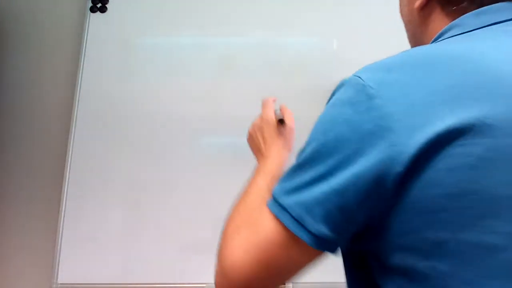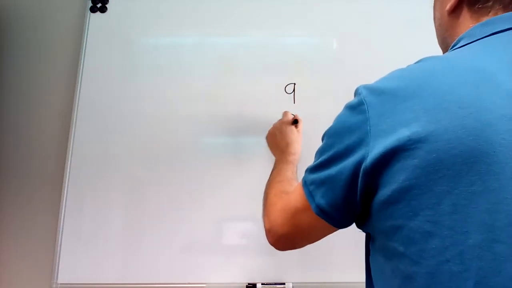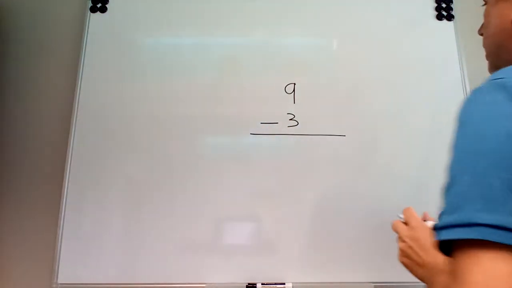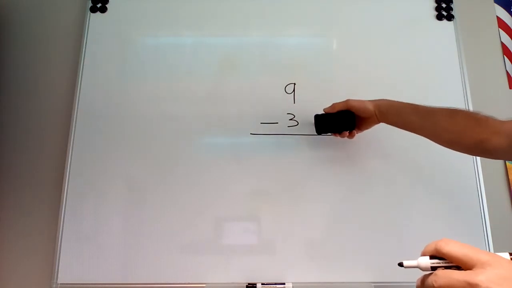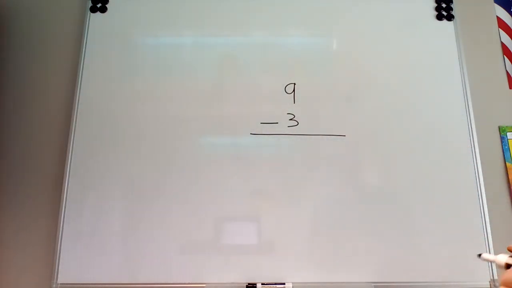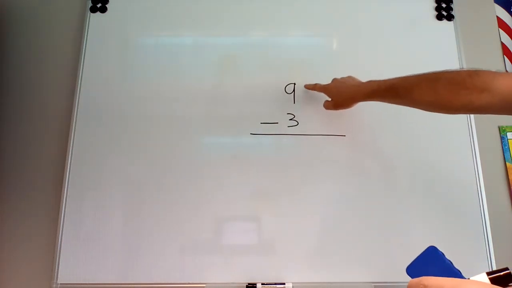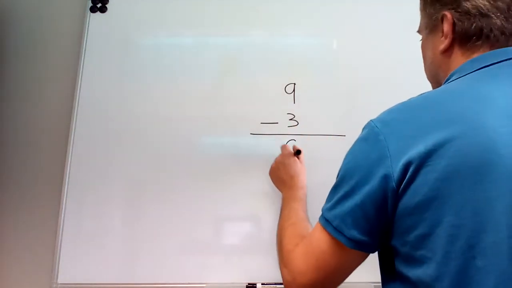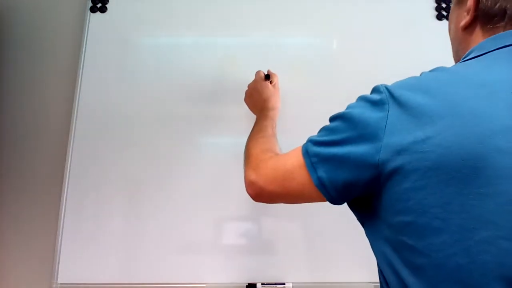So I'm going to take a 9, I'm going to put the 3 directly under it, and instead of an addition sign now, we've got a subtraction sign. Okay, and what we're finding here really is the difference between these two numbers. That's what subtraction is. It's finding the difference. So if you take 9 and you subtract 3 from 9, you end up with 6. Okay, and here again, we can do larger numbers with this also.